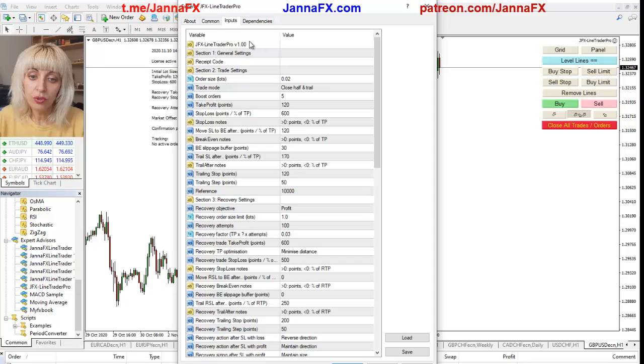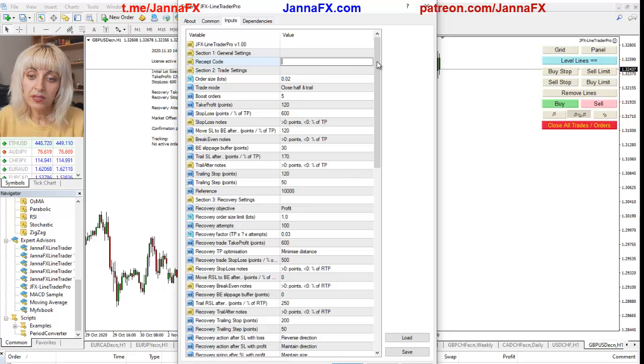So first of all, what you need to do is enter the receipt code. When you get the EA, you need to put in a receipt code. It's individual, exactly for you, and it's one license per computer. Then you can apply it to any accounts you want, but only on one computer.